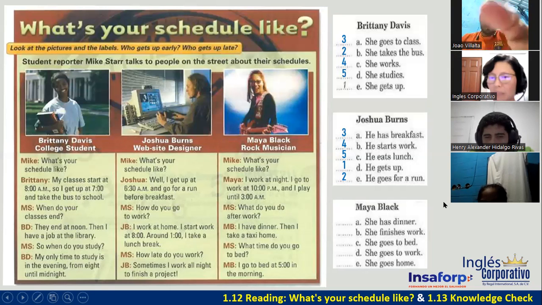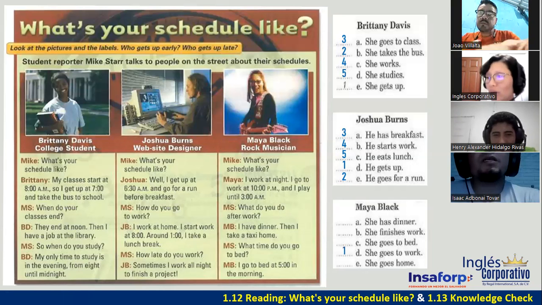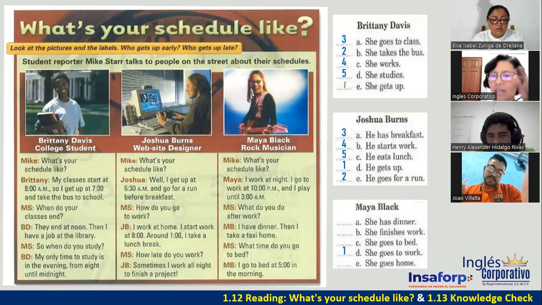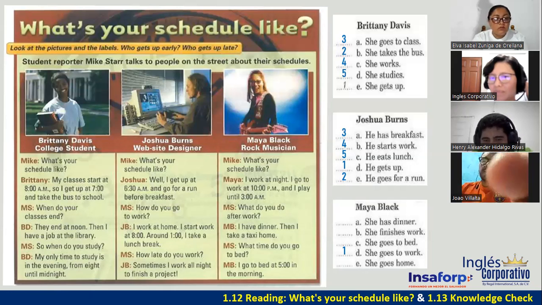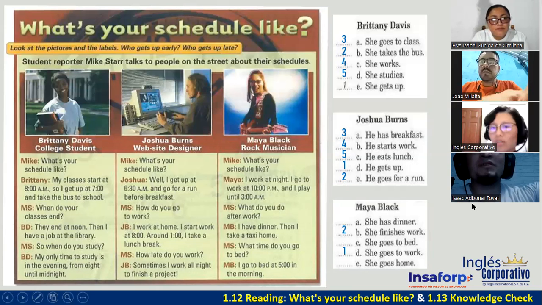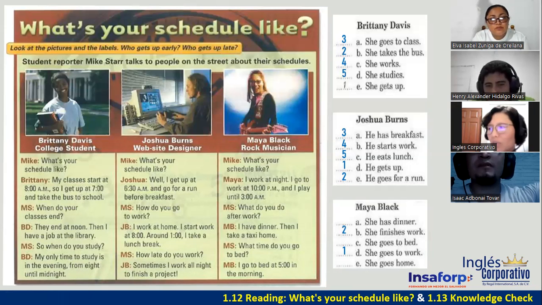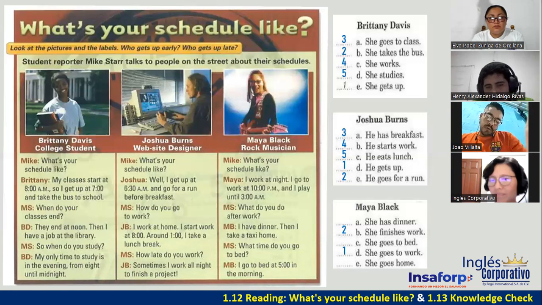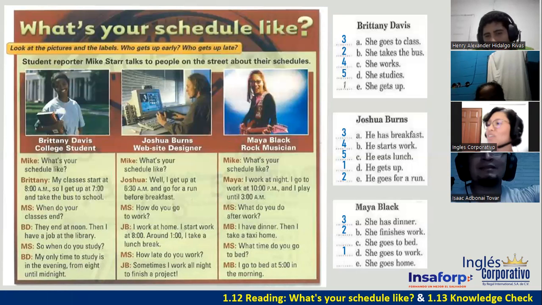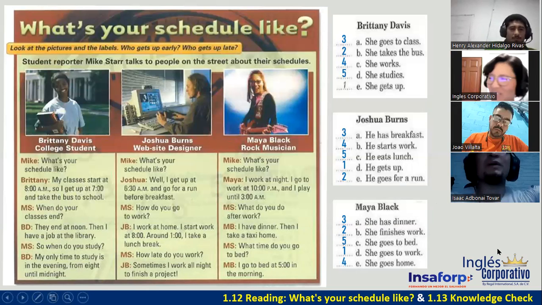Joao? She goes to work. Very good. What is the second activity? Isabel. She finishes work. Very good. Three, Joao. And then Henry, number four. She has dinner. Thank you, Henry. Number four. She goes home. And that leaves us with number five. She goes to bed. Very good, guys.